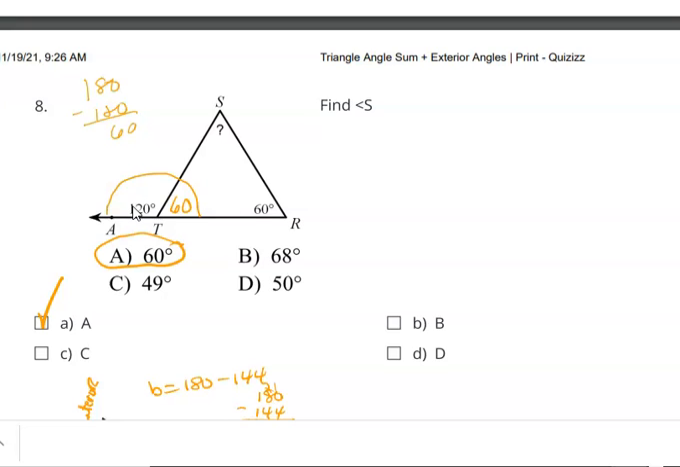The other way you can do this is if this is 120, because these two angles are linear pairs, this has to be 60. If this is 60 and this is 60, that's 120. I need 60 more degrees. Either way, I get A to equal 60 degrees, and that is my answer.